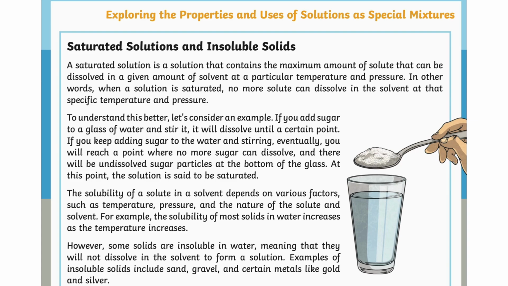The solubility of a solute in a solvent depends on various factors such as temperature, pressure, and the nature of the solute and solvent. For example, the solubility of most solids in water increases as the temperature increases. However, some solids are insoluble in water, meaning that they will not dissolve in the solvent to form a solution. Examples of insoluble solids include sand, gravel, and certain metals like gold and silver.